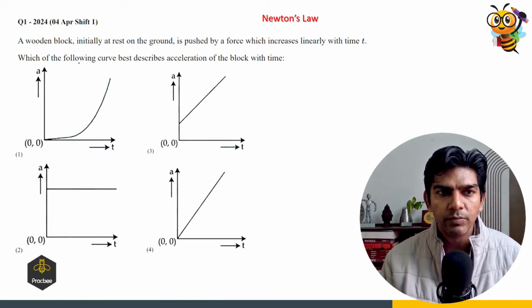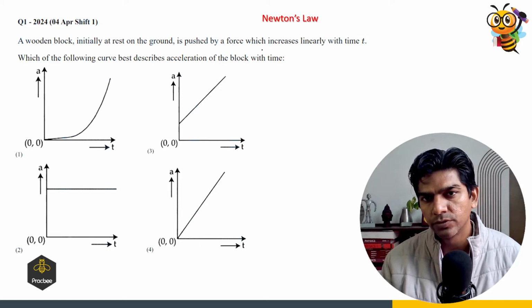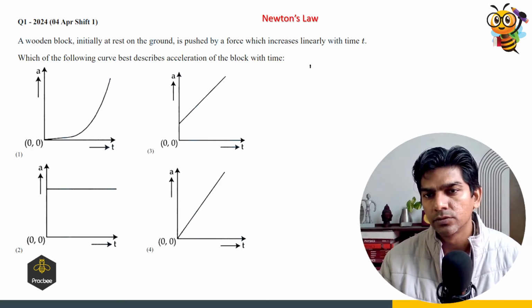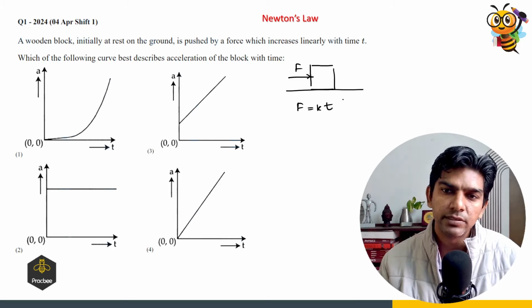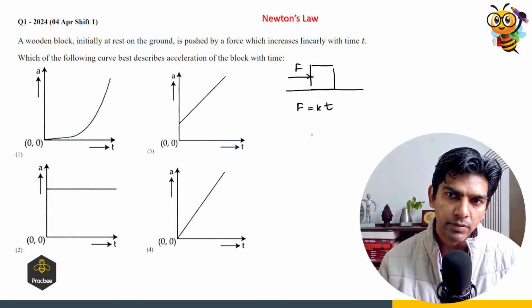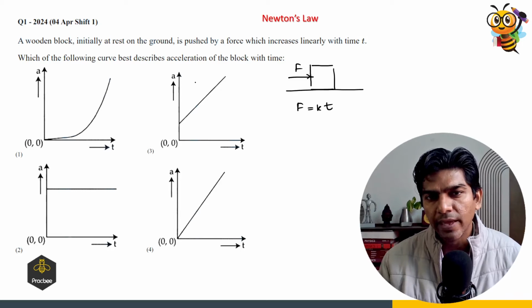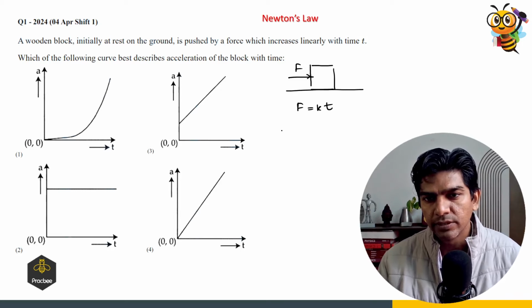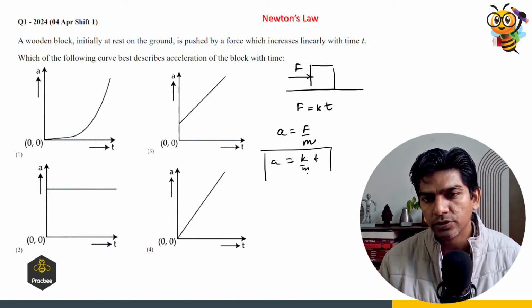Now let's see this problem. A wooden block initially at rest on the ground is pushed by a force which is increasing linearly with time. So here there is a block and we are exerting a force, and the force is increasing linearly with time, so we can say it will be kt, where k is a constant. And now we have to form an acceleration-time graph. So acceleration will be F divided by the mass of the body, which will be k by m times t. So a is also a straight line.